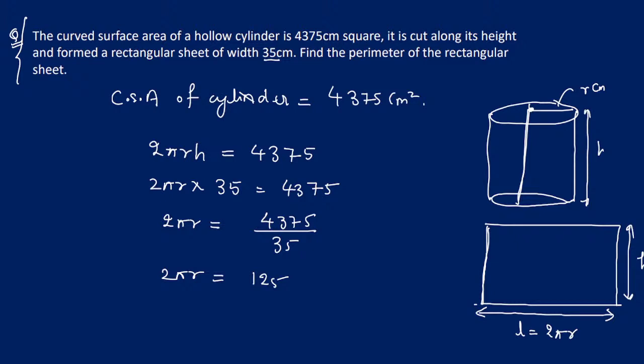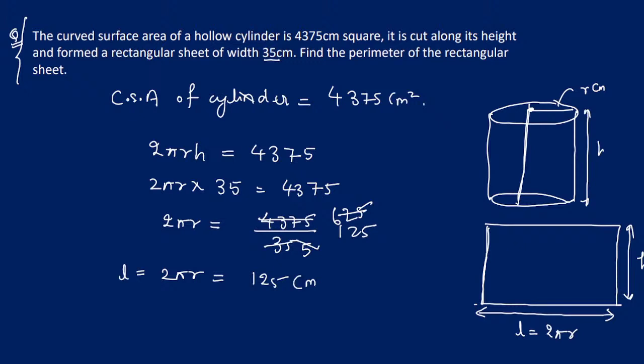So you are going to cancel this. 7 5s are 35 and 7 6s are 42, then 17 7s are 119 and 7 5s are 35. From 5 you cancel 1. The length is 2 pi r. Then length and 2 pi r is 125 centimeter.